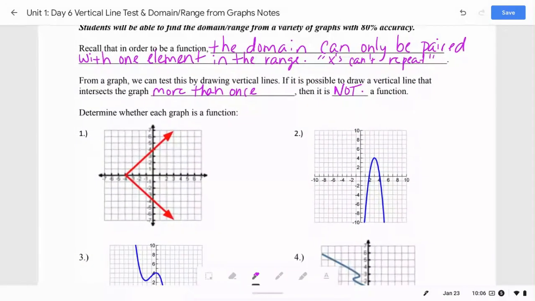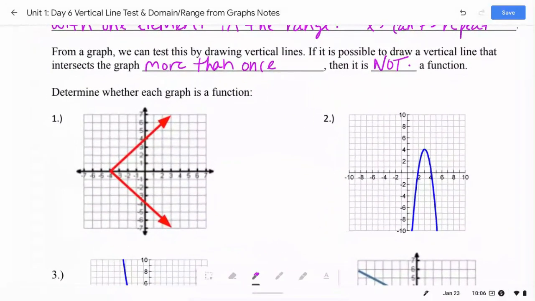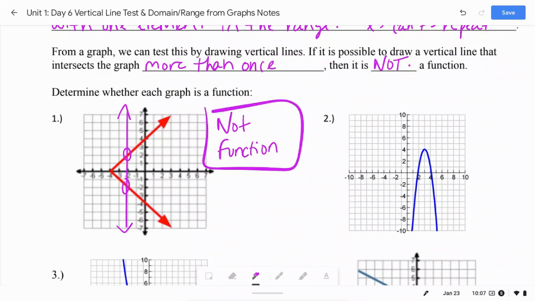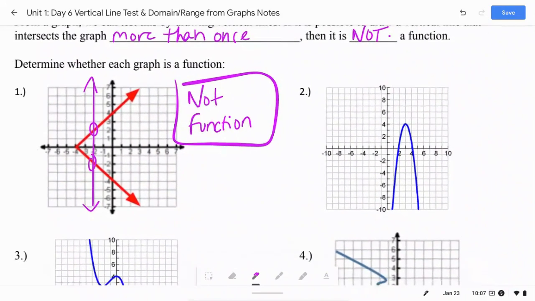So if we look at these examples below, in example 1, I can draw a vertical line here, and this vertical line is intersecting the graph twice. So because the vertical line is intersecting the graph more than once, number 1 would not be considered a function. It does not pass the vertical line test.